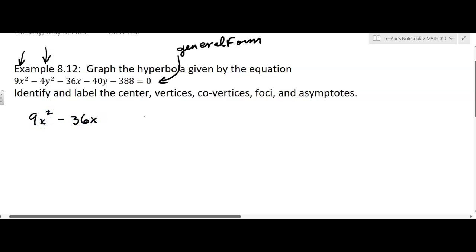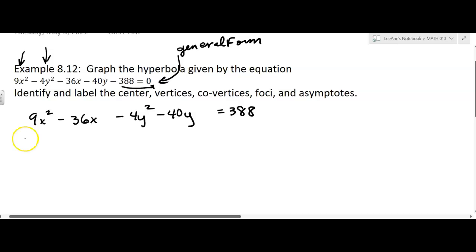So I'm going to leave a little space. I guess I don't have to yet. And then it's going to be minus 4y squared minus 40y. And then I'm going to put the 388 on the other side. So it's going to be equals 388. So that's kind of how we start.